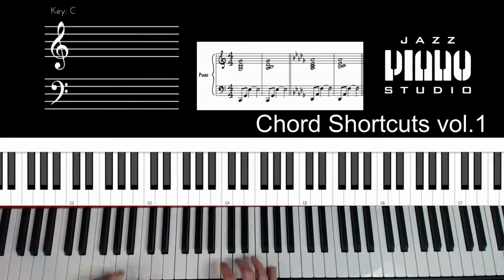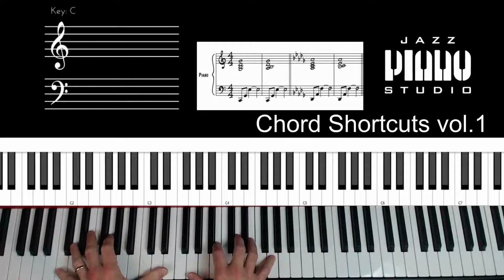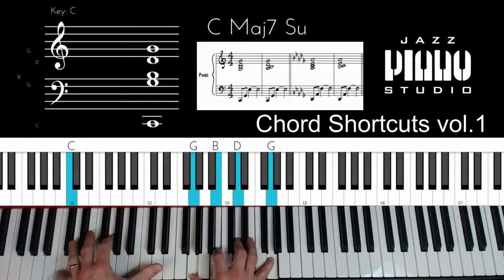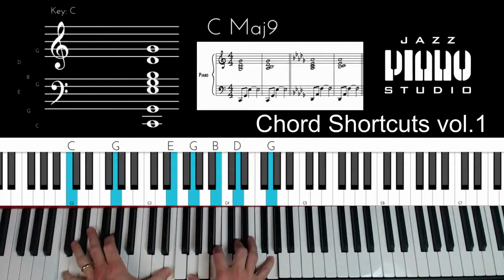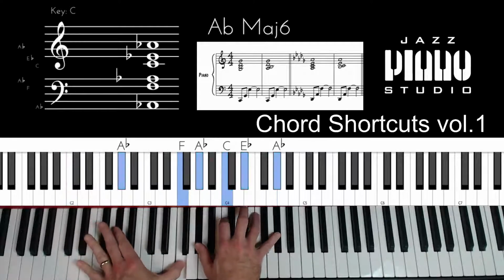Okay, so here we go. We're going to do C major. So I have a C against a G on top: G, B, D, and then the G on top. So a C triad with a G triad on top. Now let's go ahead and do D flat.